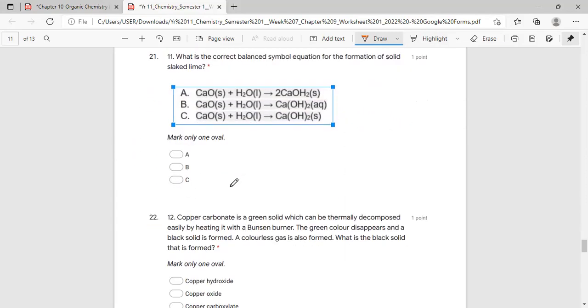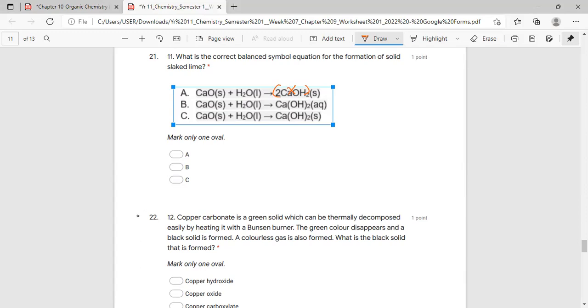What is the correct balanced symbol equation for the formation of solid slaked lime? We learned that solid slaked lime is calcium hydroxide. So when you look at A, this formula is wrong. B and C, both the reactants and products, the formula, the balancing, everything is correct.